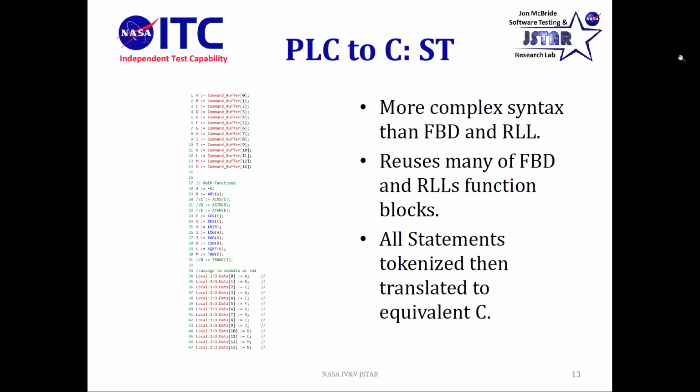Okay. And then the third and final language that we converted was ST. It's a more complex syntax than FBD and RLL, since it's not just a basic XML structure. There actually had to be some parsing involved with this. Any functions found in ST are either from FBD or RLL, so all that is code reuse. Then all the statements have to be tokenized and translated to the equivalent C. As you can see on the left, that is an example of ST within the Rockwell L5Xs. Next slide.